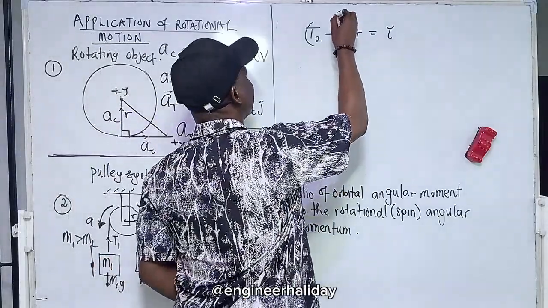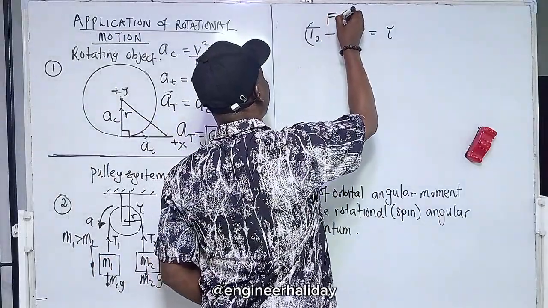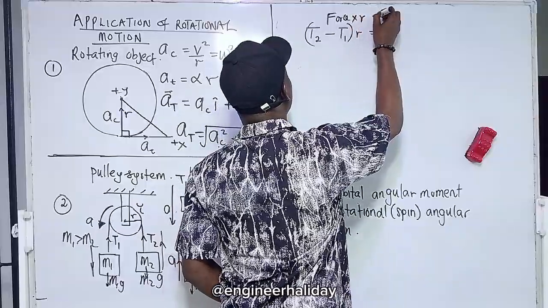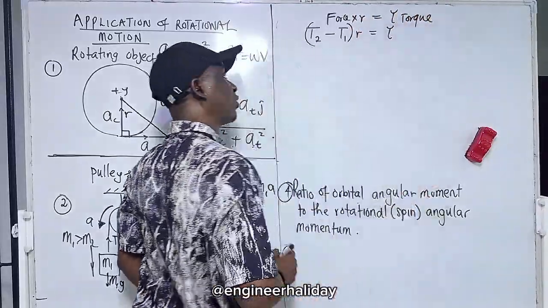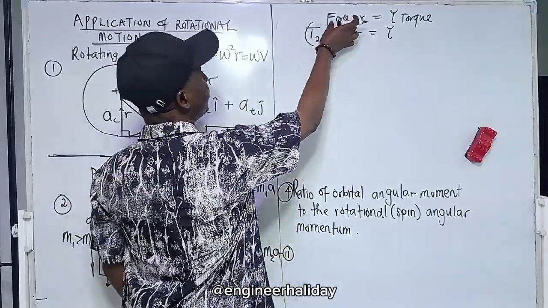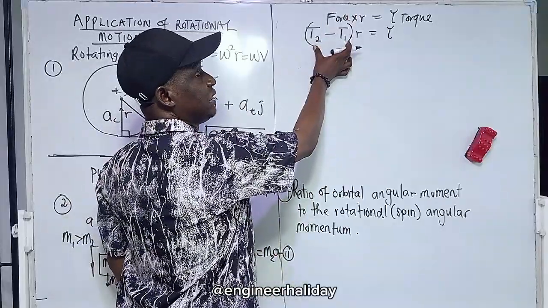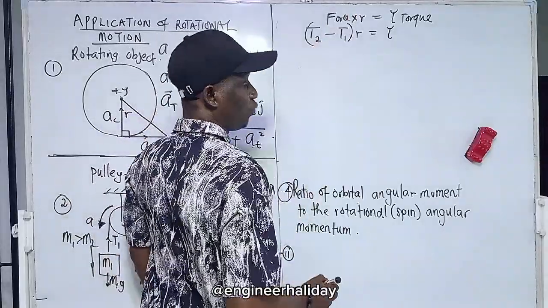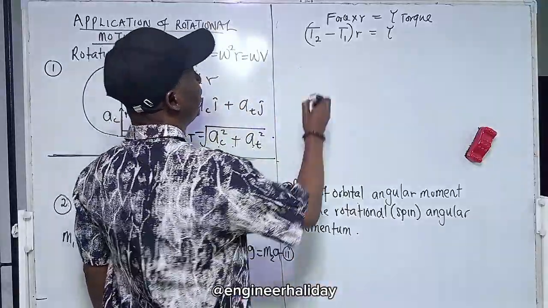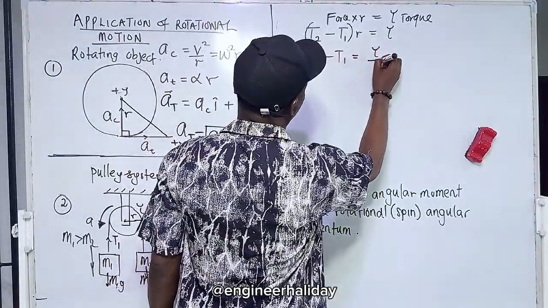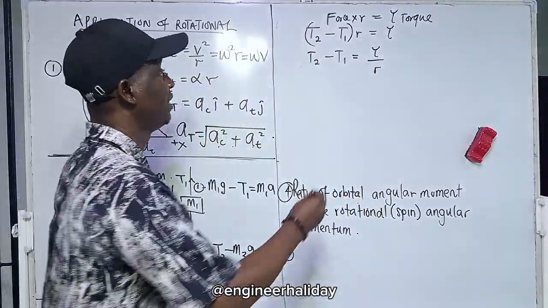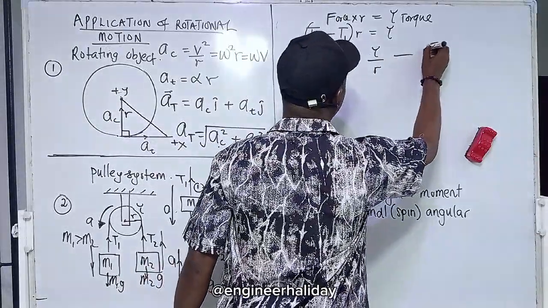Don't forget I told you tau is equal to force times radius, torque. I gave it from the beginning of the course, part 1. So the force in the pulley now is the difference between T2 and T1. I told you T2 and T1 are not the same. So T2 minus T1 equal to tau over R. Let's call this one equation 3.